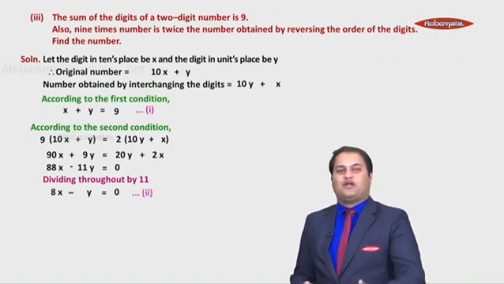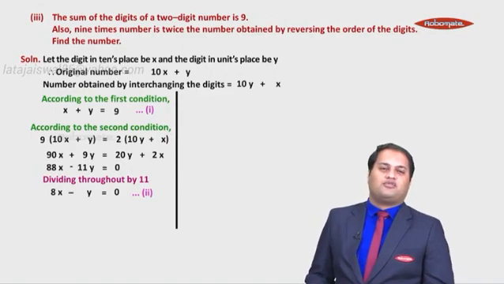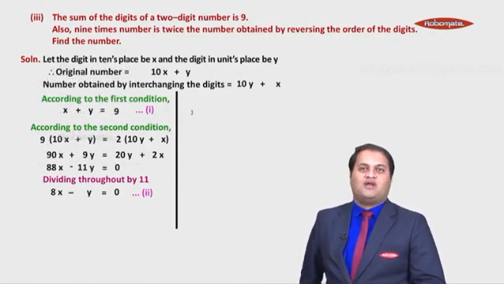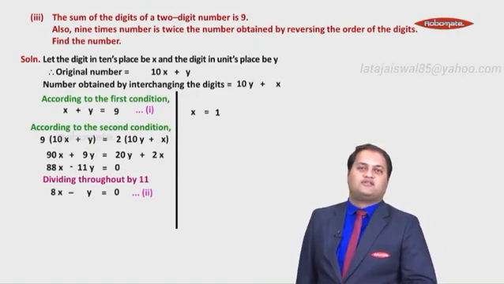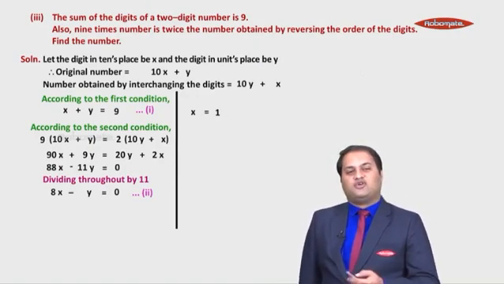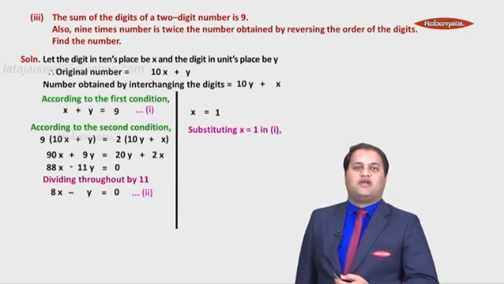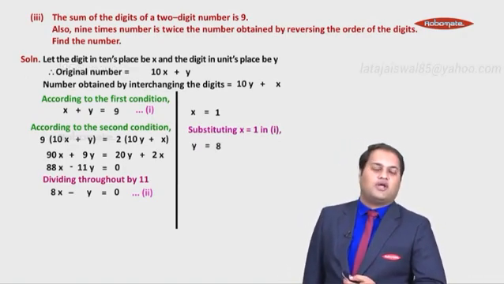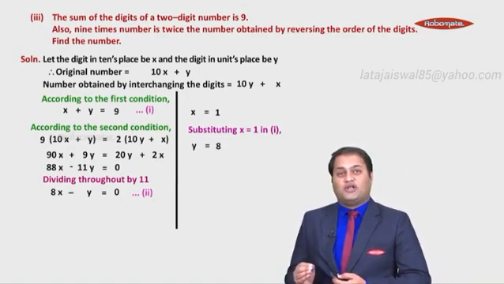You have equation 1, you have equation 2. Solve by the method of elimination and you will get the answer. The answer that you will be getting is x is equal to 1. Once you get x is equal to 1, you substitute x is equal to 1 in equation number 1 and you get y is equal to 8. x is 1, y is 8.